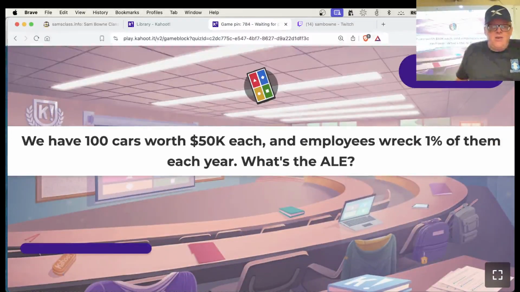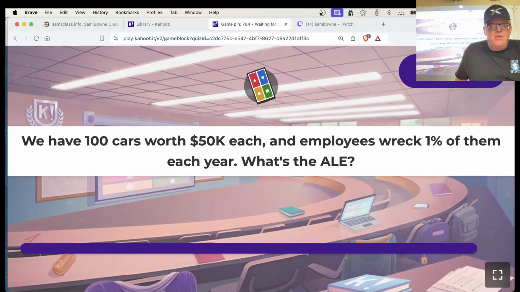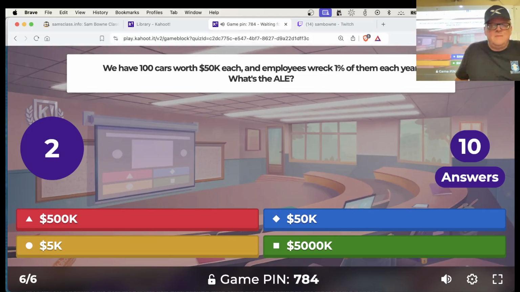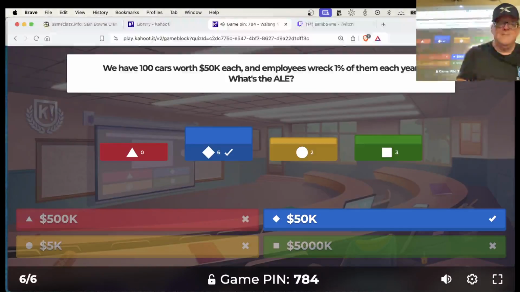All right, you have 100 cars worth $50K each, and employees wreck 1% of them each year. So what is the annualized loss expectancy? All right, 50K, that's 1% of the cars.